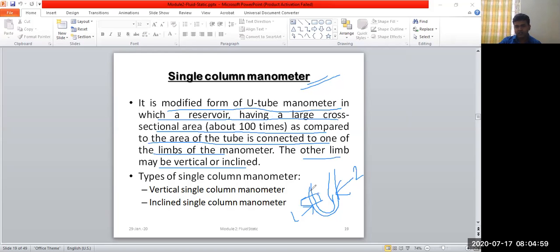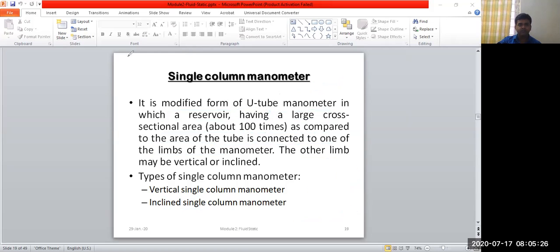So it is connected to one limb, and the other limb remains open to atmosphere, and this other limb may be vertical or it may be inclined. If it is vertical, then it is called a vertical single column manometer. If this limb is inclined, then it is called an inclined single column manometer. We can see the picture also for better understanding.